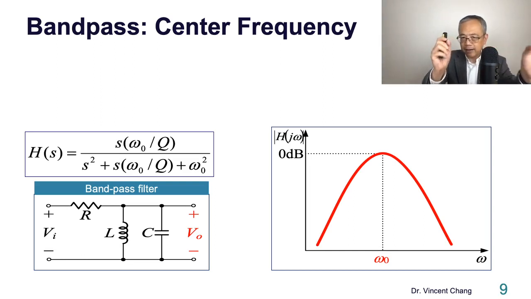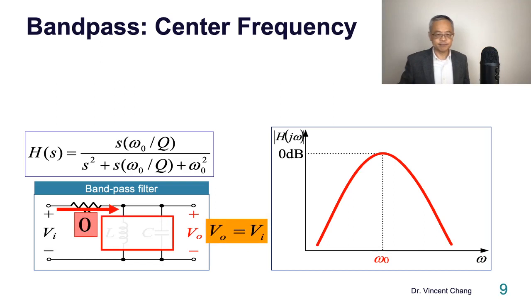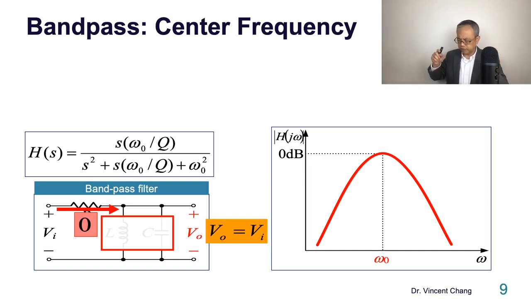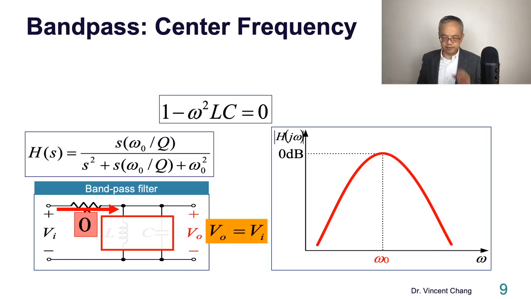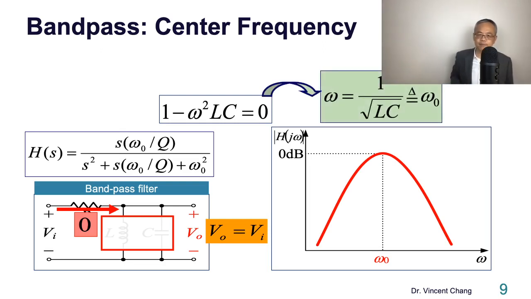If you analyze this by inspection, there is only one condition for the maximum transmission. The unity transmission will happen, where VO equals VI, which is when the loop current equals 0. When the loop current equals 0, the parallel impedance of the L and the C approaches infinity. We taught this before, so let me quickly go through it. If you write down the parallel impedance of the L and the C, you will find its denominator, and you let the denominator equal 0. The associated frequency is called the resonant frequency. So the center frequency of the bandpass equals the resonant frequency.